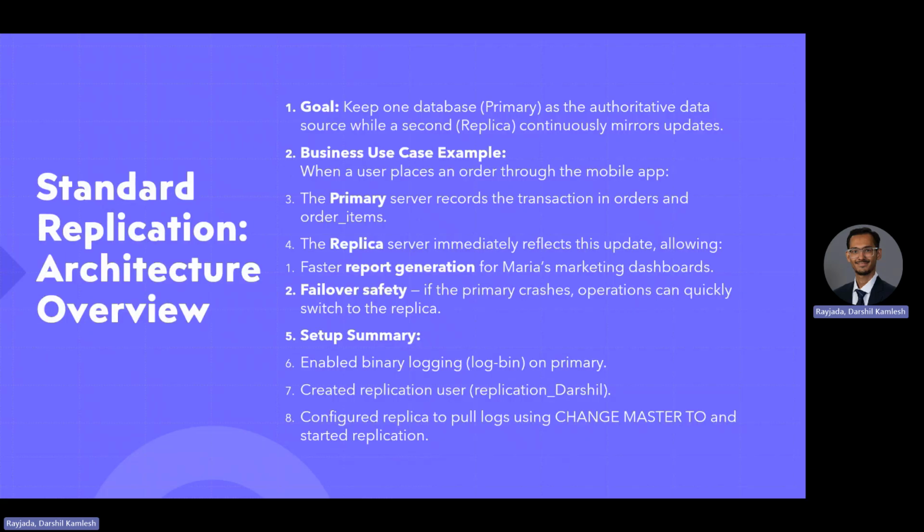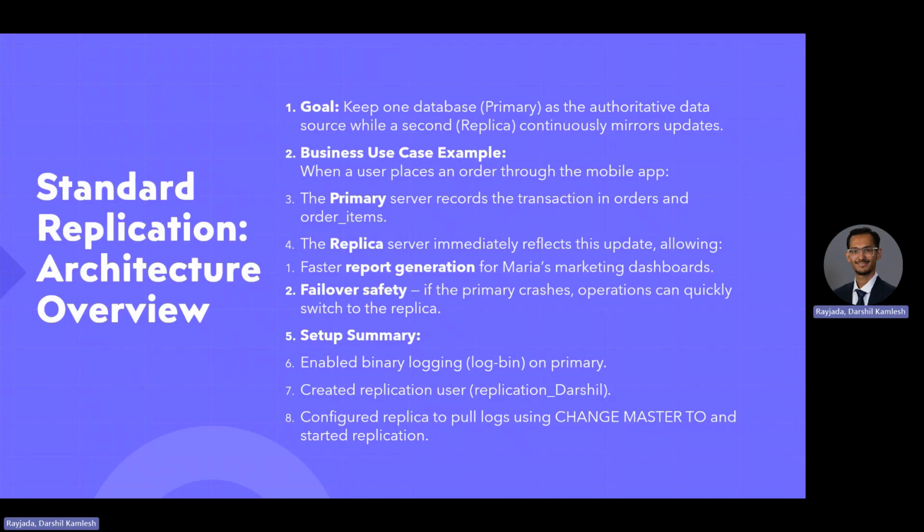And let's get started with asynchronous replication. Here we set up a primary server, right? The goal was to keep one database as the authoritative data source, while a second replica continuously mirrors the updates. In this particular business case, when a user places an order through a mobile app, the primary server records all the transactions in both the orders and order items tables.